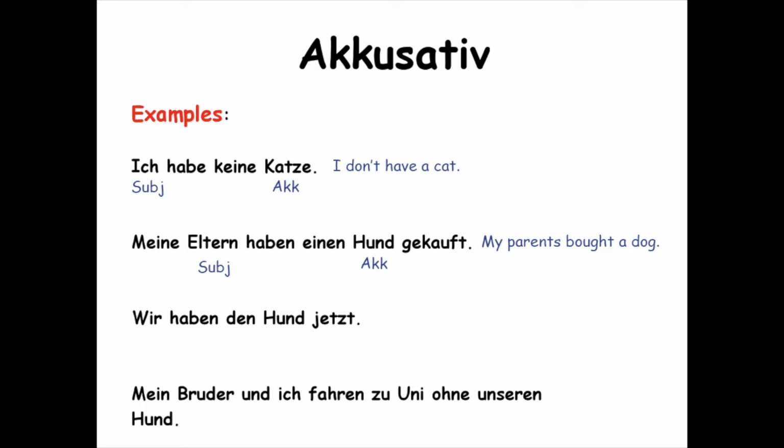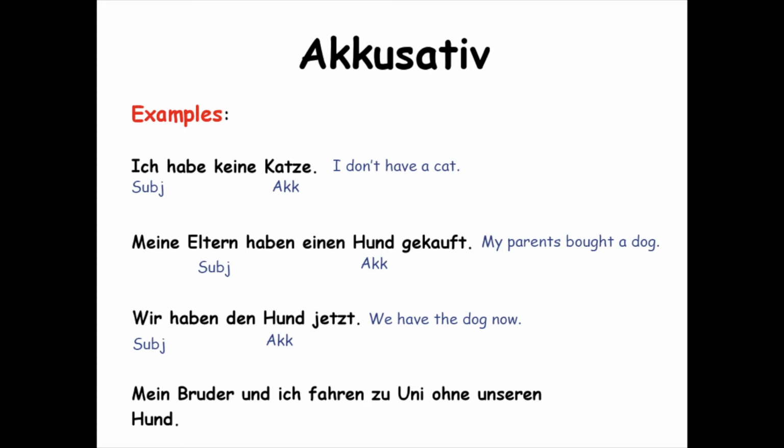Next sentence. Wir haben den Hund jetzt. We have the dog now. So, same idea. We are the subject. We have what? We have the dog. We use den instead of das. Or, I'm sorry, we use den instead of der because it's the accusative case. Alles klar? Let's move on.